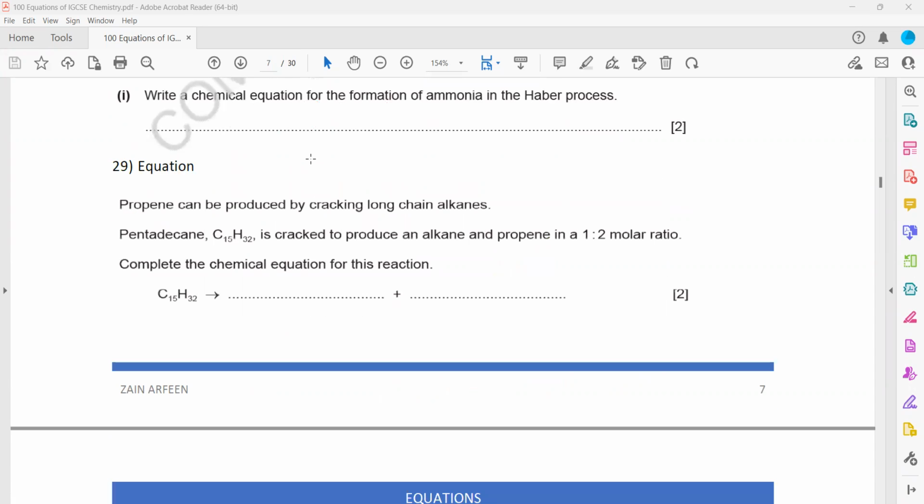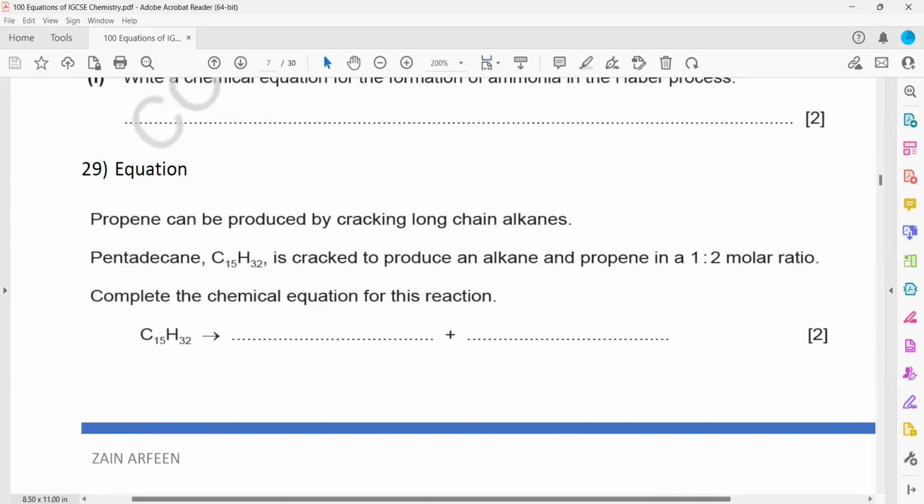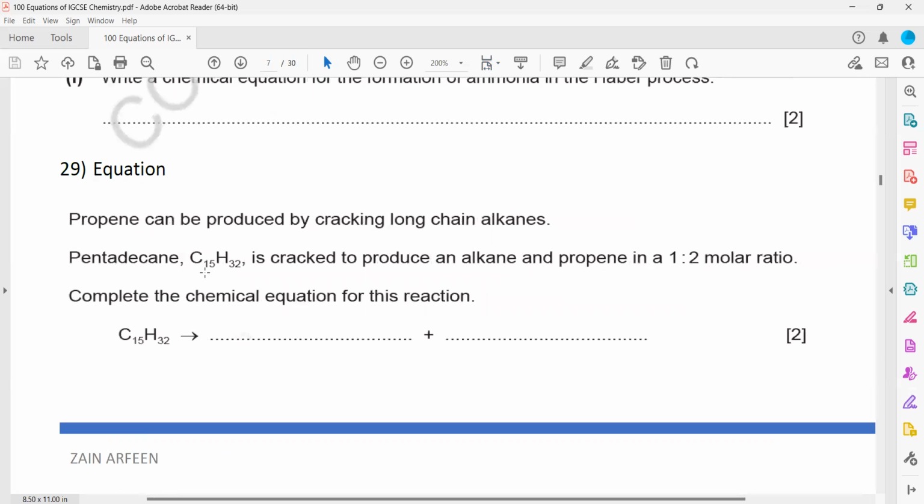In question 29, propene can be produced by cracking of a long chain alkane. Pentadecane, which has 15 carbon atoms, can produce an alkane and propene in a ratio of 1:2. It will produce one molecule of alkane and two molecules of propene. Prop means 3 carbon, so 2 molecules of propene should be there. Then the equation must be balanced. This is not the balanced equation. You have to balance the equation.